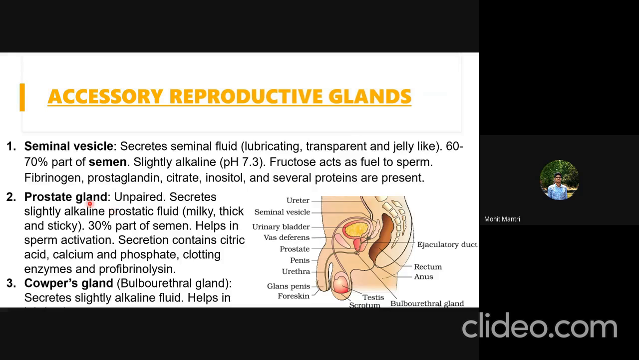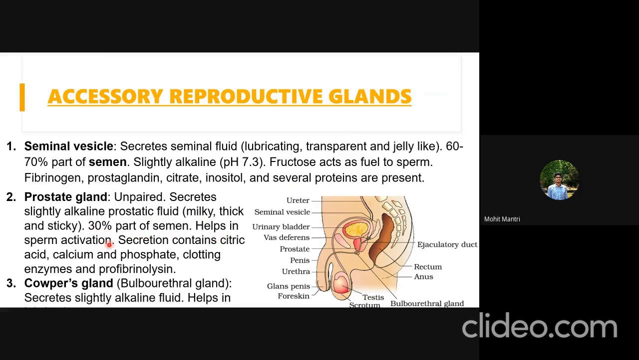Then comes the prostate gland. So the prostate gland is unpaired, that is, single. As you can see here, this is the prostate gland, and it secretes a slightly alkaline prostatic fluid which is milky, thick, and sticky in nature, and it makes up 30% of the semen.